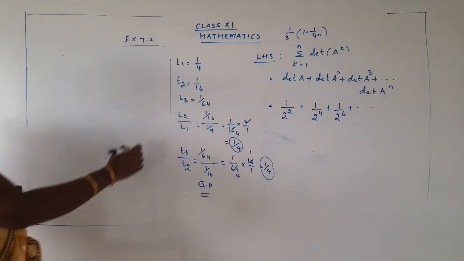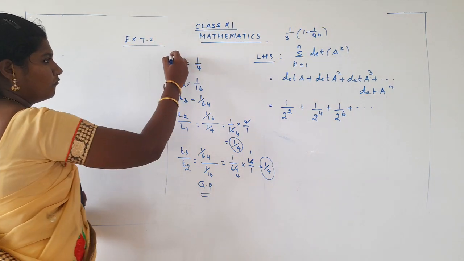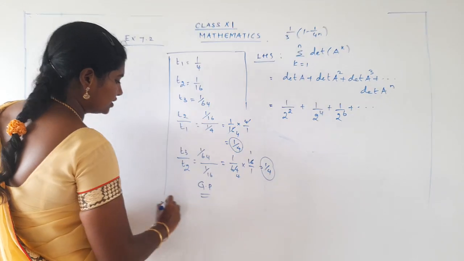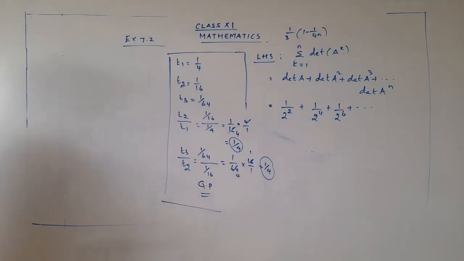You have to show this as your rough work. Show the calculation. No one is going to skip this calculation. You have to show this calculation. You should know how you have to check it out for GP.